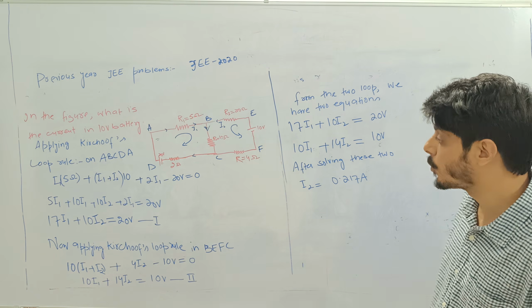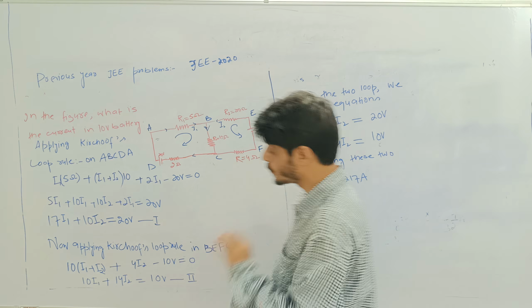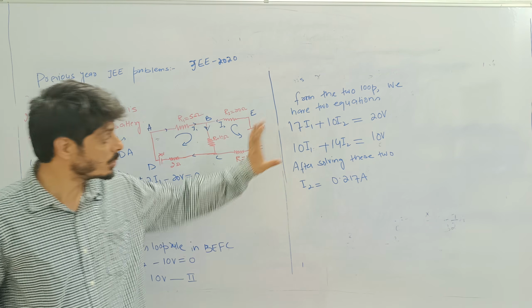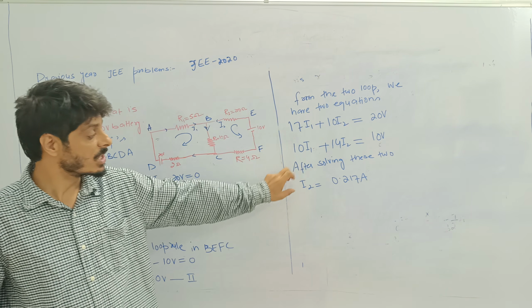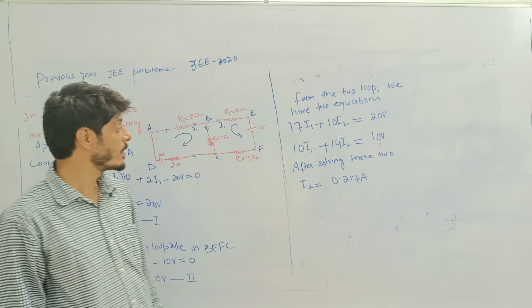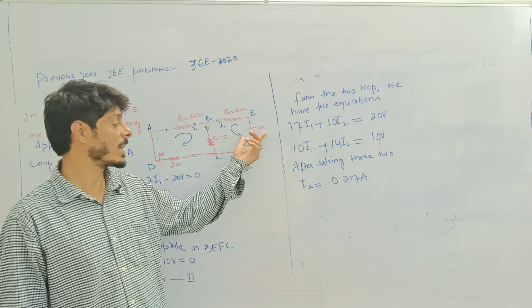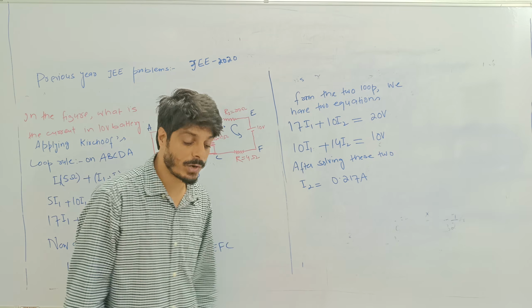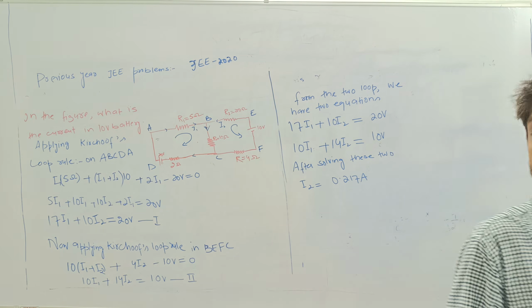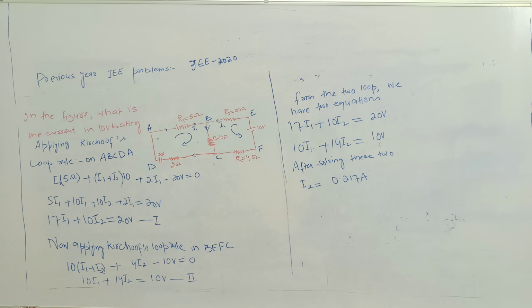So from these two loops, after applying the voltage law, we have got two equations. One is this, another one is this. After solving them, we have got that the current flowing through the 10 volt battery is 0.21 ampere. After that, we have another question, and let's do that one.